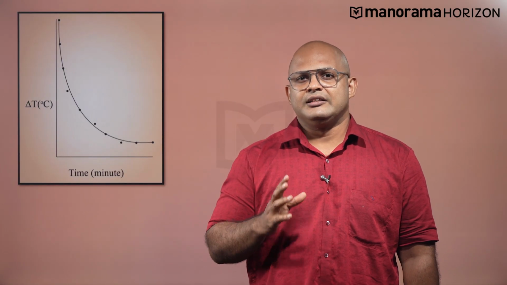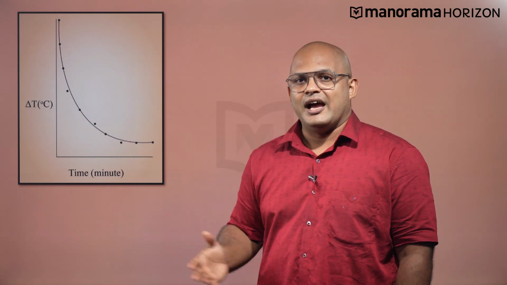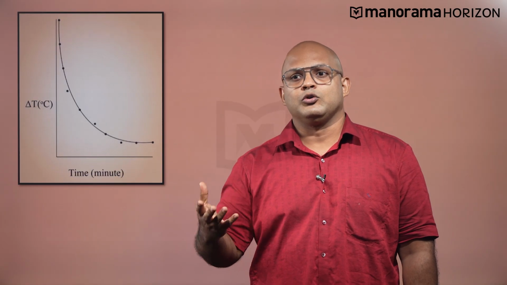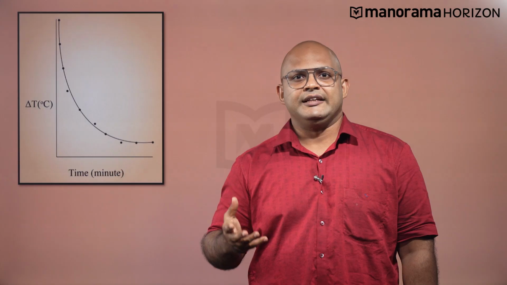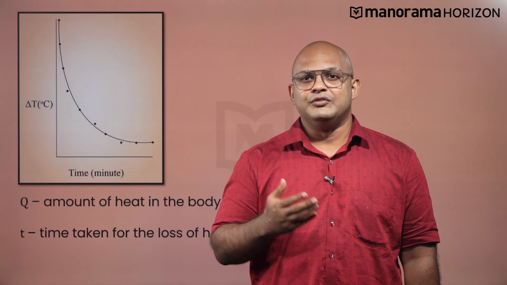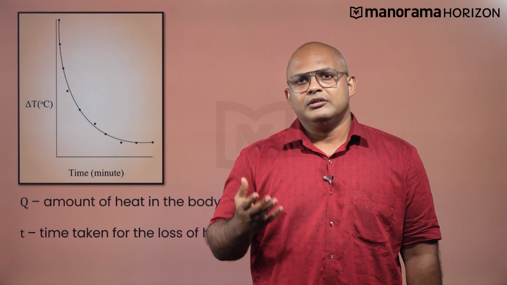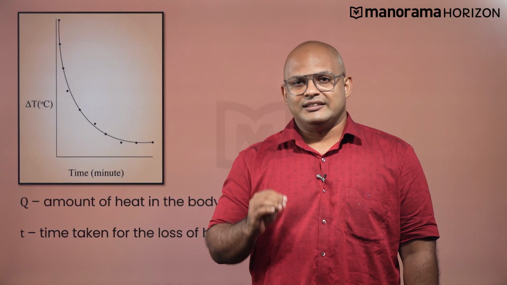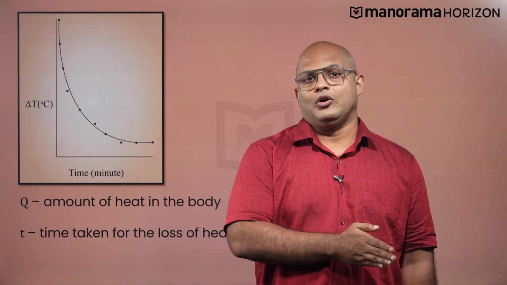Let's take a look at the amount of heat energy carried by this object. Take Q as the amount of heat in the body and delta Q is the change in the amount of heat in the body, and let t be the time taken for the loss of this heat energy. So the loss of heat can be modeled as negative dQ by dt, or the negative derivative of heat with respect to time. The negative sign indicates that the change is negative. That is, the final heat energy of the object is less than the initial heat energy of the object.